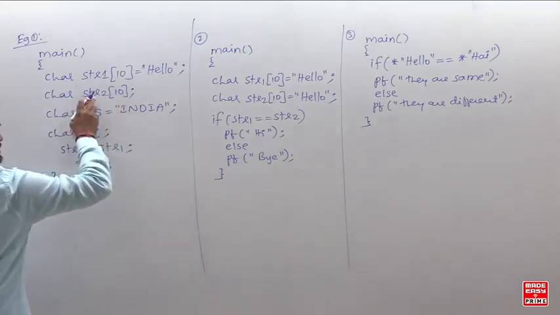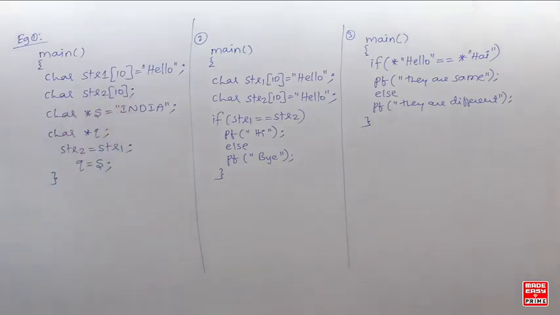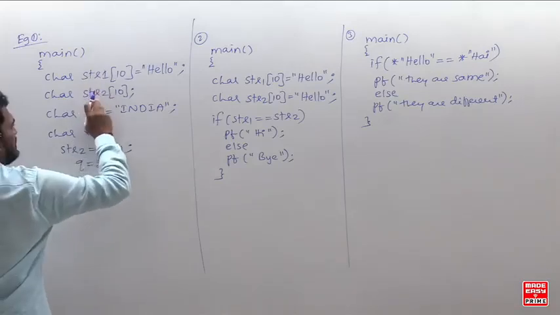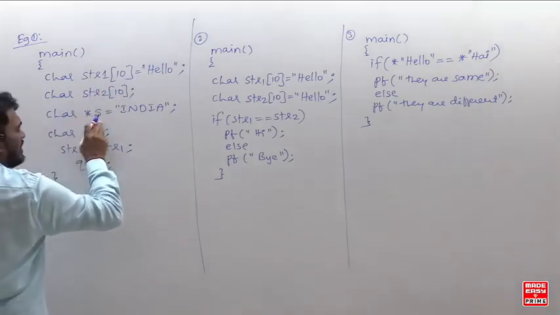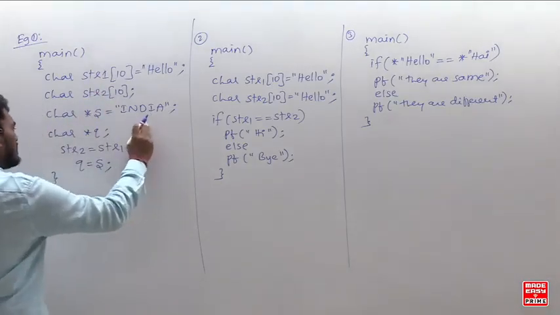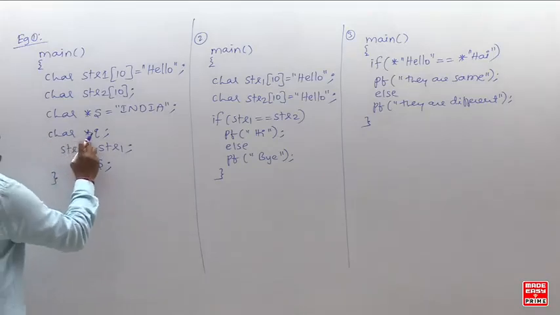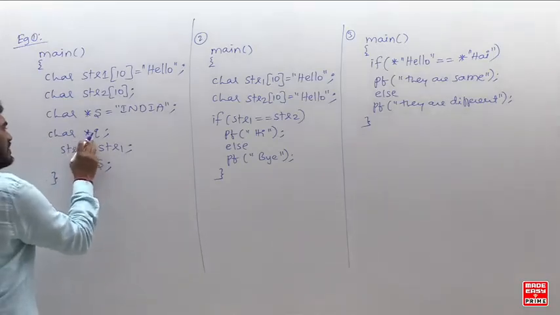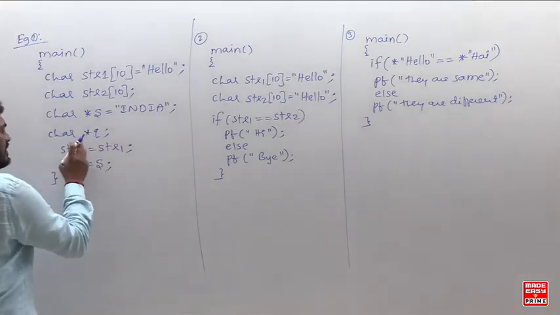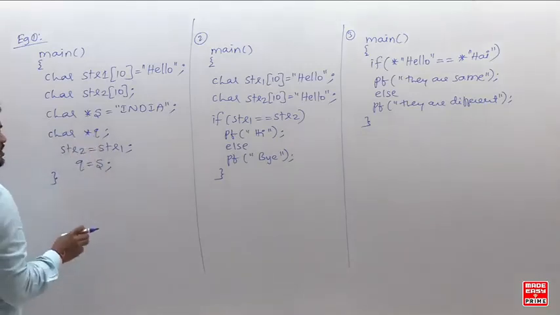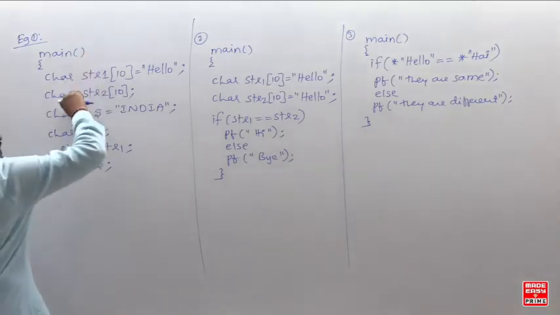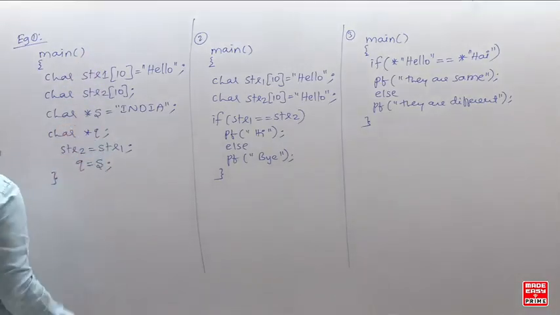Character array str2, and this is string 1. This is string 2. And next, char *p is equal to "India". So this is another string. Then char *q. q is a pointer variable of type character, where we can store the address of any character. You know the meaning of all this.